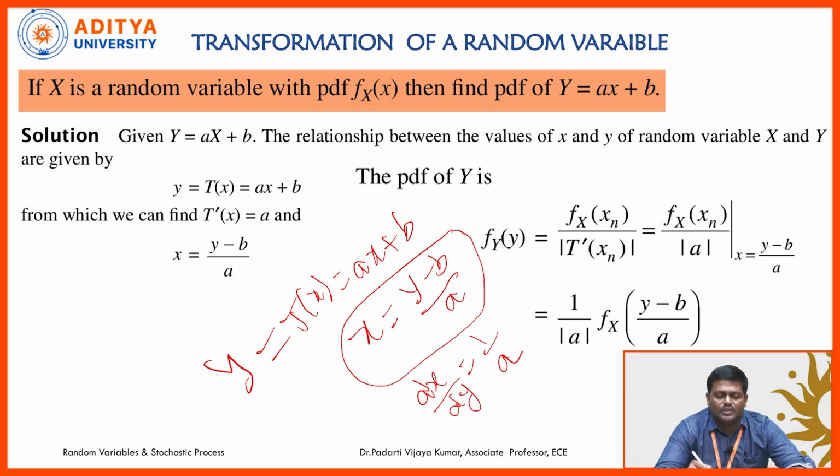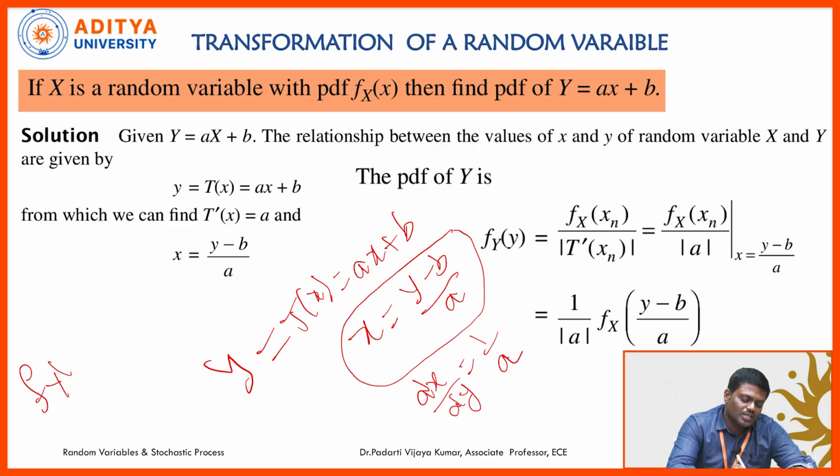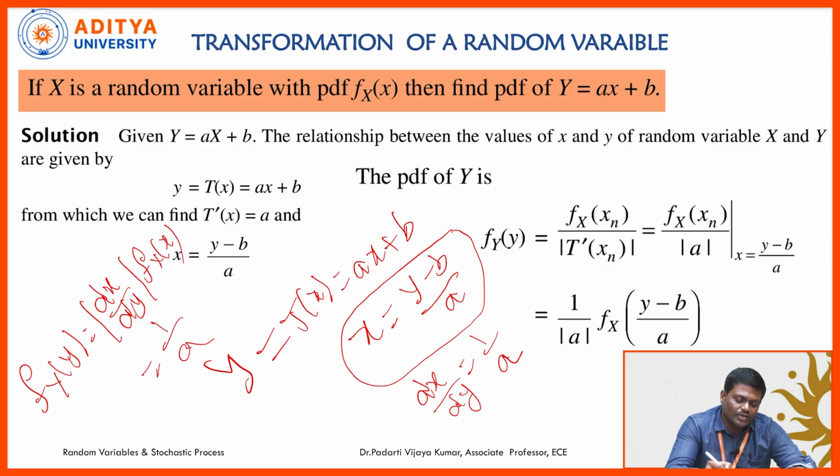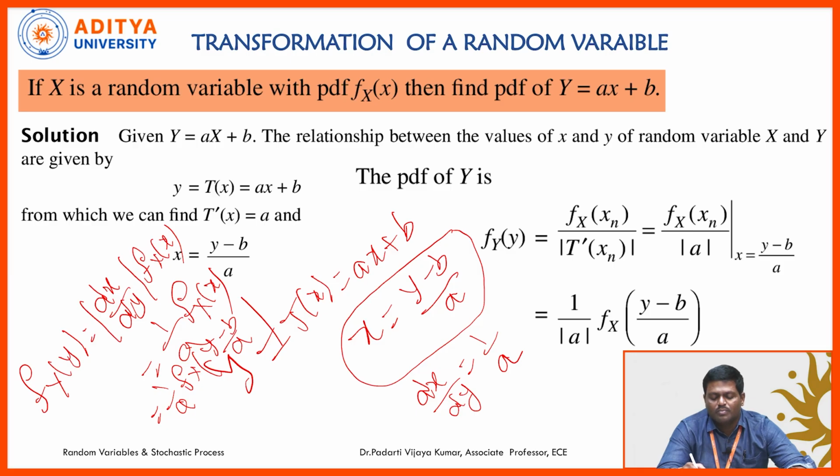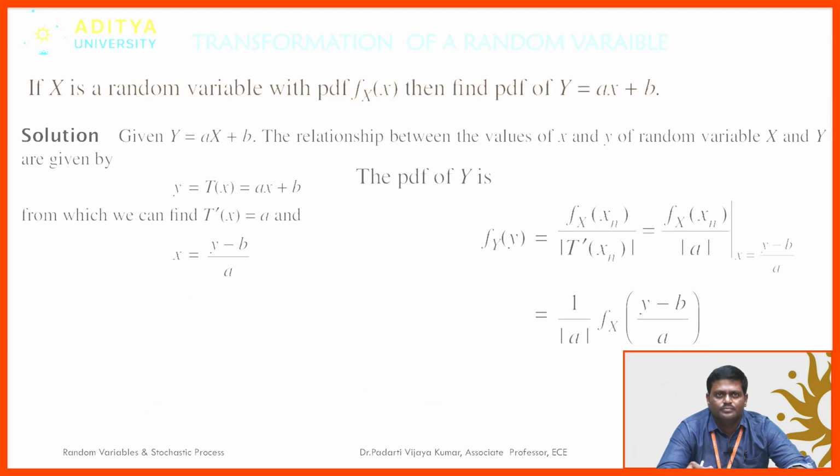Now, we know the relationship between y and x in terms of density function: fy of y is equal to the absolute value of dx by dy into fx of x. Applying this, dx by dy is 1 by a, and x can be replaced, so fy of y is 1 by a, fx of (y minus b) by a. So, like this we can apply the formula for computing the probability density function.